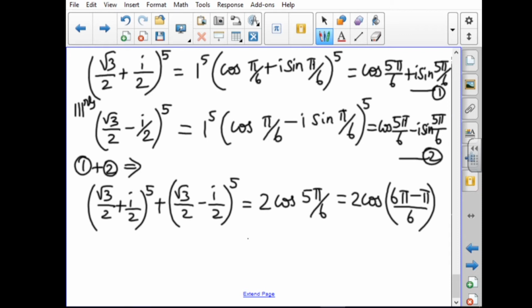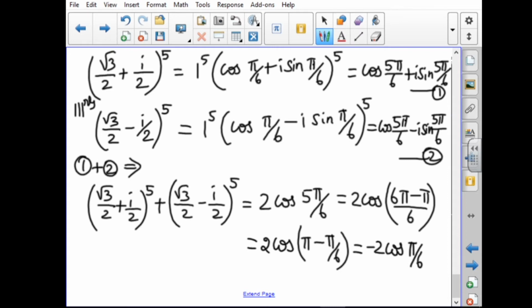Now separate again, 2 cos. When you are taking 6 pi by 6, 6 and 6 will get cancelled. So you are getting pi minus pi by 6. What is cos of 180 minus theta? 180 minus theta lies in the second quadrant and there cos is negative. So you will get minus 2 cos pi by 6.